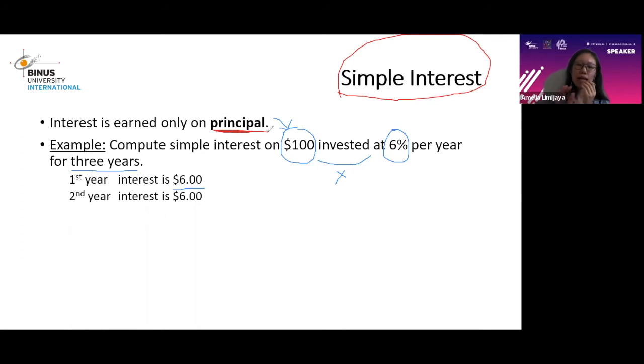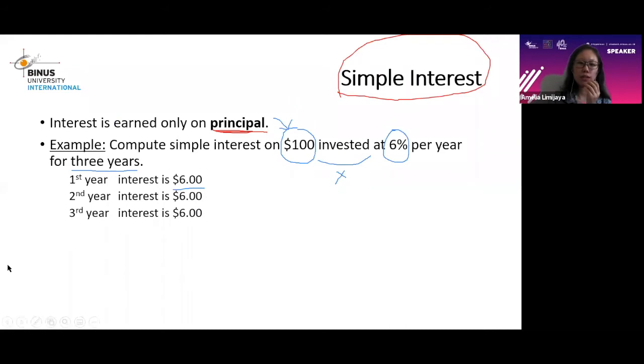Okay, so we are not adding the principal with the interest earned on last year. That's a different concept. That's the next concept. If we're using simple interest, the interest per year will stay the same because our principal is 100. That's our initial money.